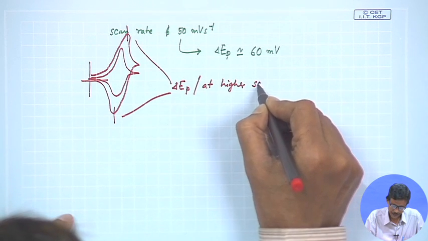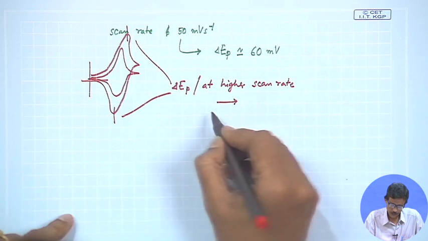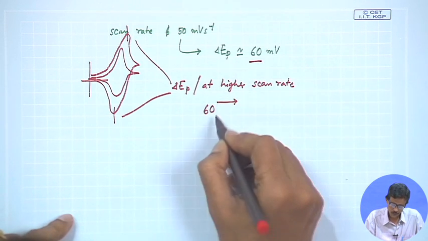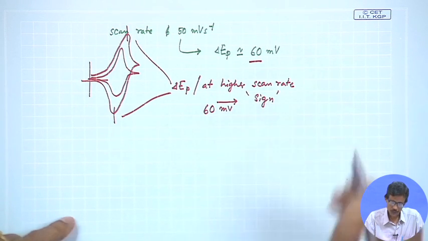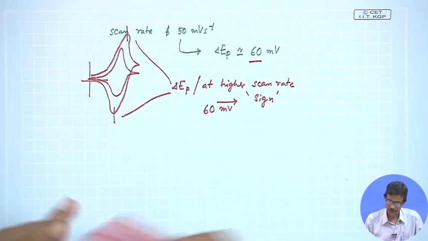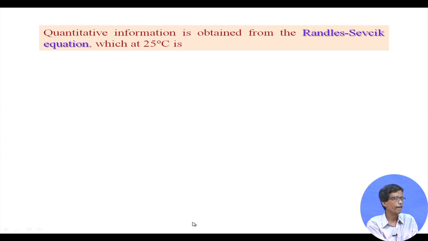higher scan rate, and it is going beyond that magnitude of 60 millivolt. So, it is showing the corresponding sign of irreversibility or quasi reversibility. So, it is basically giving the corresponding signs. Looking at only the delta EP values, we find that the delta EP values will immediately give us that idea that you will have a reversible situation or an irreversible situation for your electron transfer reaction.